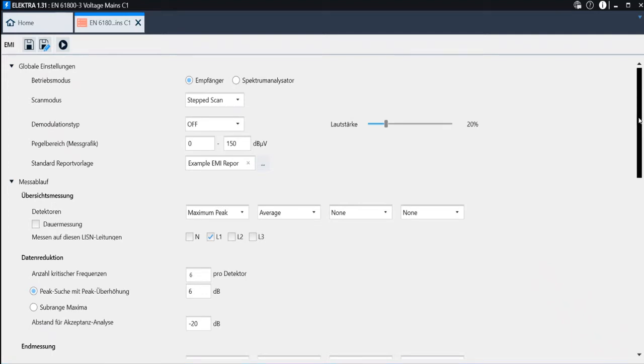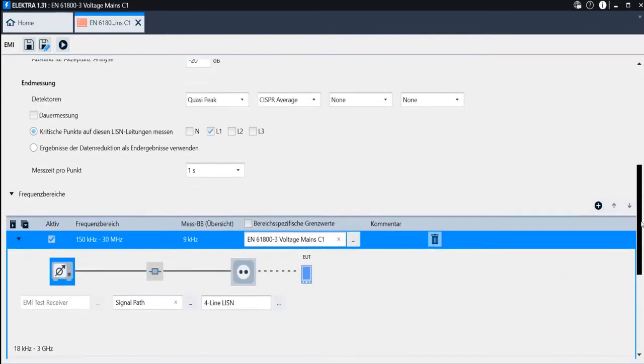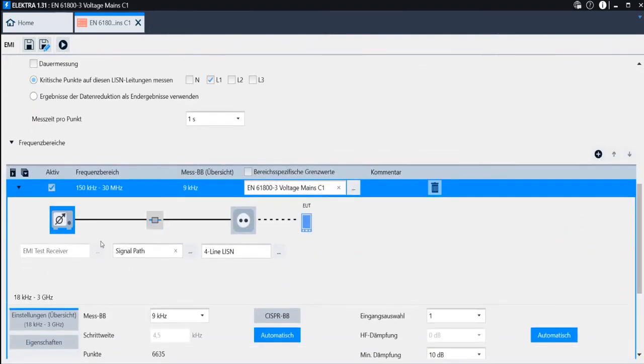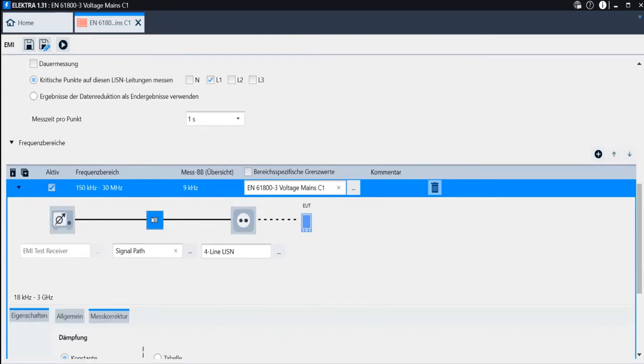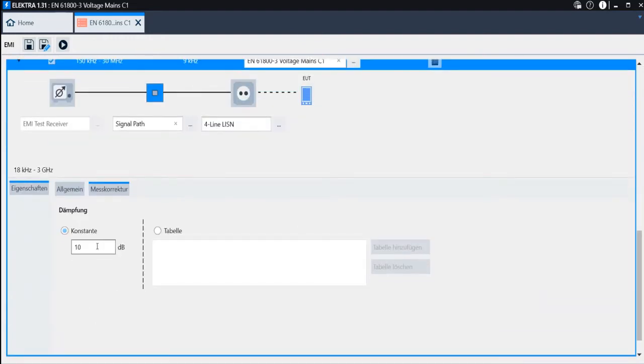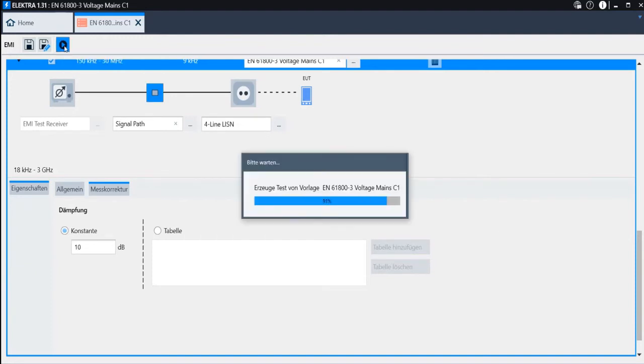So if we scroll further down, we can see different parts in our signal path. We have the EMI receiver on the left side, the signal path in the middle, and the design and the test on the most right-hand side. And then we need to add a constant of 10 dB to our signal path to get the attenuation at the end of our measurement.